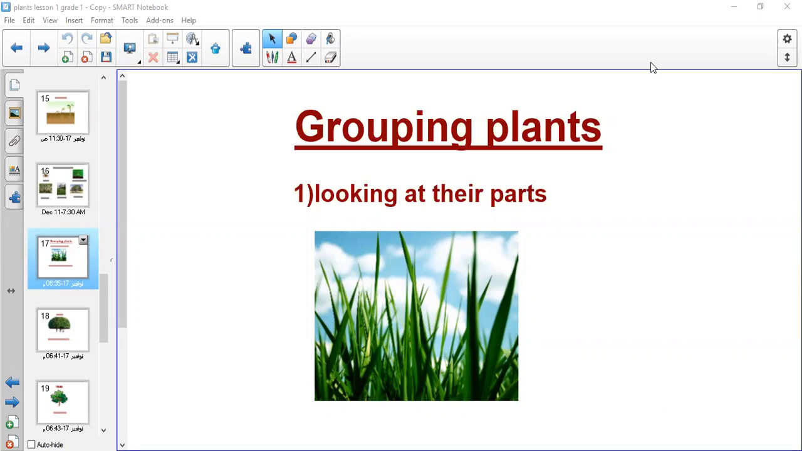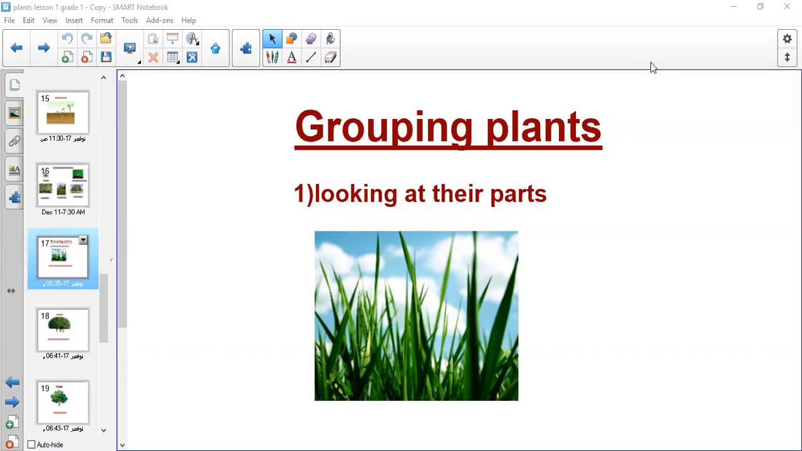Today we will start with chapter 2, lesson 4. It's about how we can group plants. Remember when we spoke last session about how plants grow and change, and how we can grow a plant by putting the seed in the soil and giving it enough light, water, and of course nutrients from the soil and air. After this, we watched the steps of how plants grow.